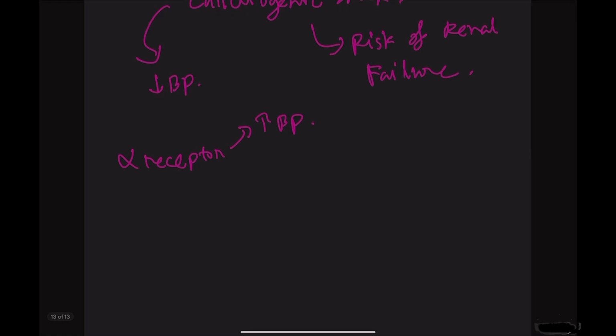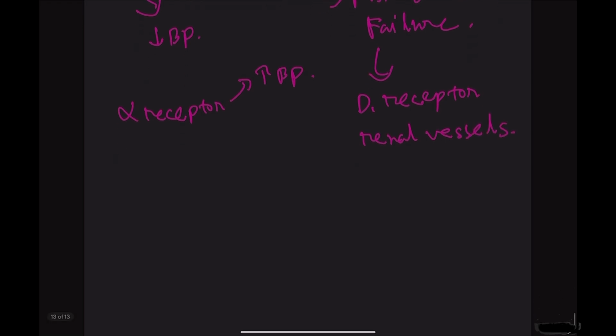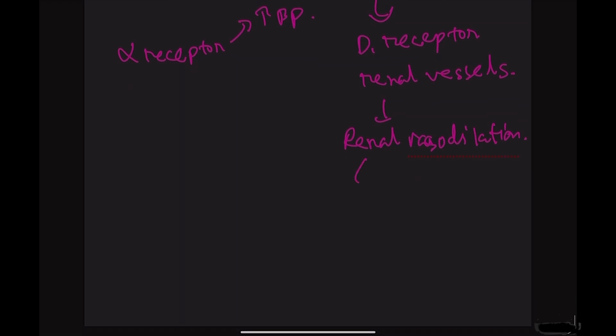So what dopamine does is, there is the D1 receptor in renal vessels. By acting on this D1 receptor, it causes renal vasodilation, and that decreases the risk of renal failure. Okay.